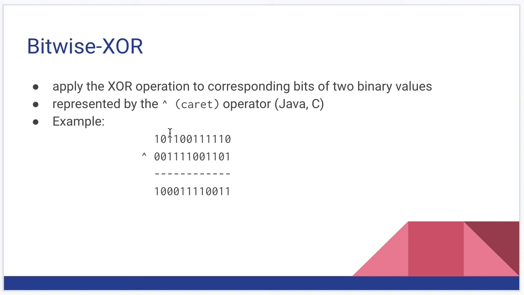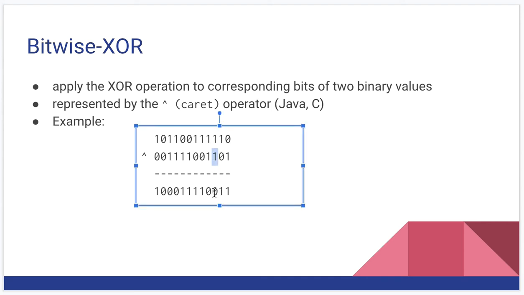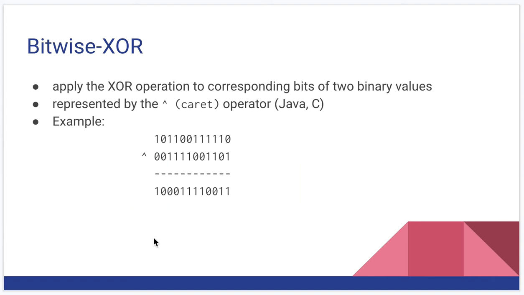This is what it does. It actually performs a bitwise exclusive OR between our two values. So anywhere you have a 0 and a 1, you get a 1. Anywhere you have a 1 and a 0, you get a 1. If you have two 1s together, you get 0. And if you have two 0s together, you get a 0, consistent with the rules of exclusive OR.